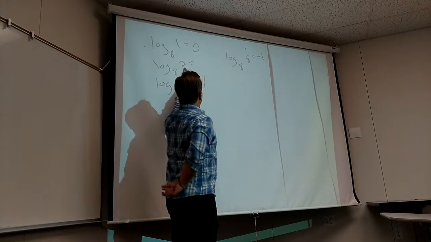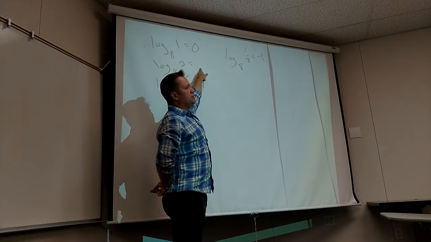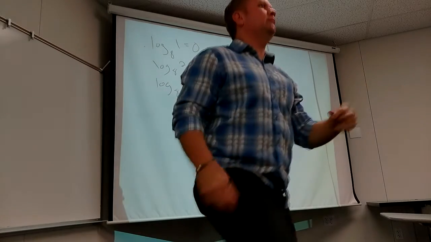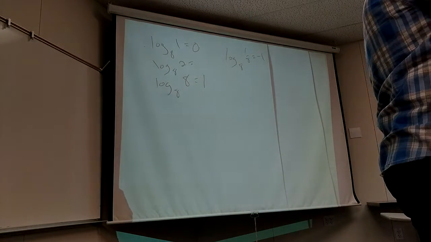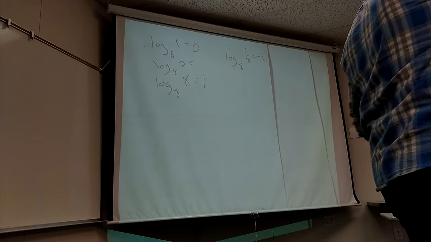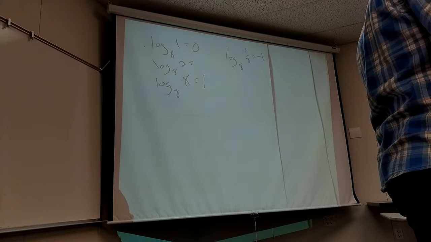But if the inside is bigger than 1 but less than the base, the answer is going to be some kind of a fraction. It's going to be a root. What root do you take of 8 to make it 2? Cube root. So 1/3 power. The answer is 1/3.